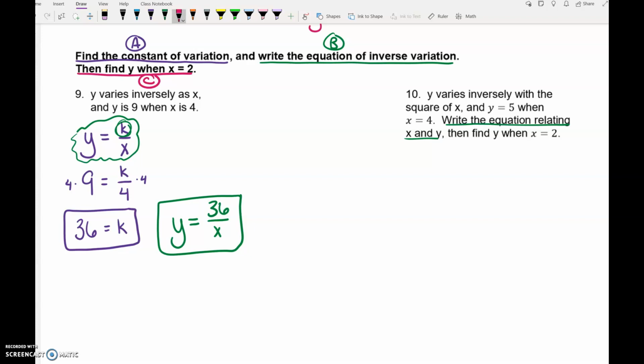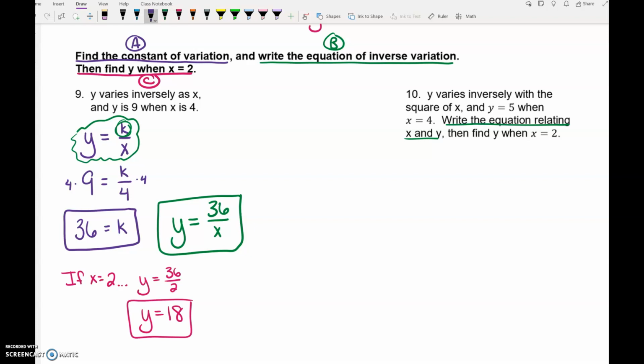They're saying plug in 2. So if x equals 2, what is 36 divided by 2? 18. That would be part C. So part A, figure out what k is. Part B, write the equation using that new k value. Part C, plug in some other number.